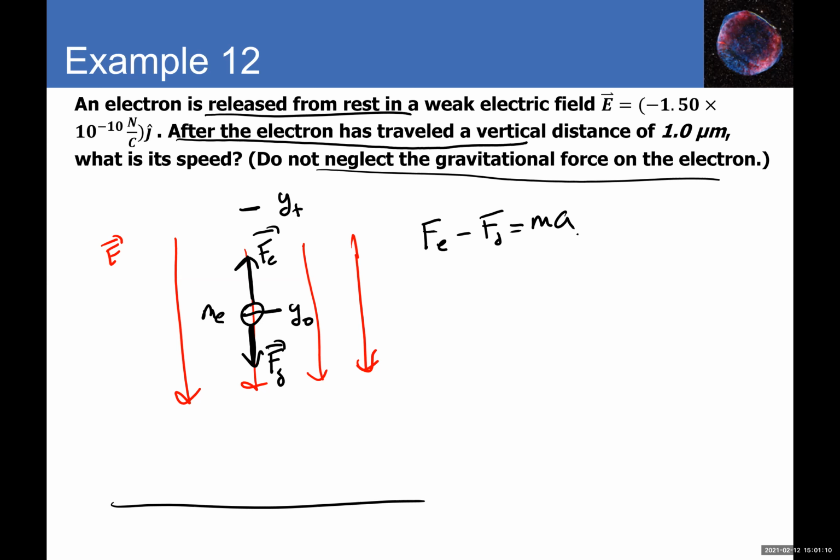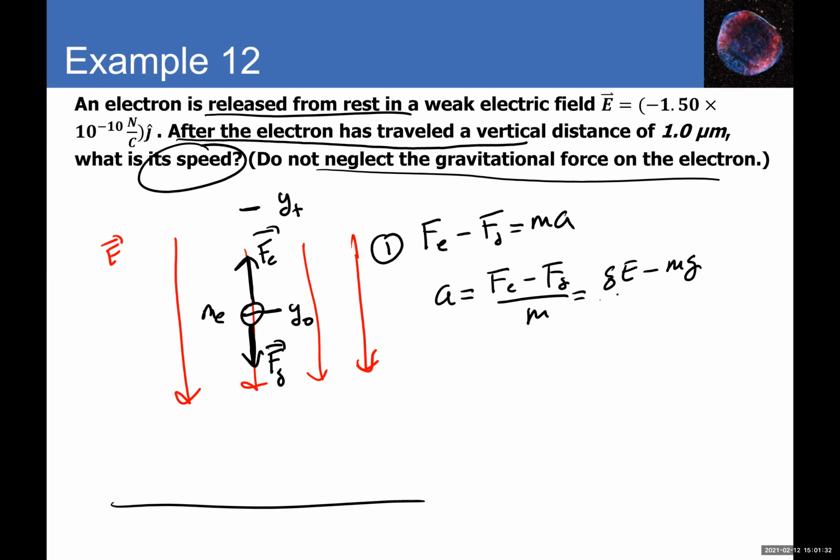Now, in order for me to get the speed, I need to know what the acceleration is. That's why I use this equation. Call this equation 1. Equation 1 can give me the acceleration, which is Fe minus Fg divided by m. Fe is q times E, minus m times g, right? Then divided by the mass. So technically acceleration equals q times E over m, minus g, because if I separate them, mg over m just gives you g. So this is my acceleration.